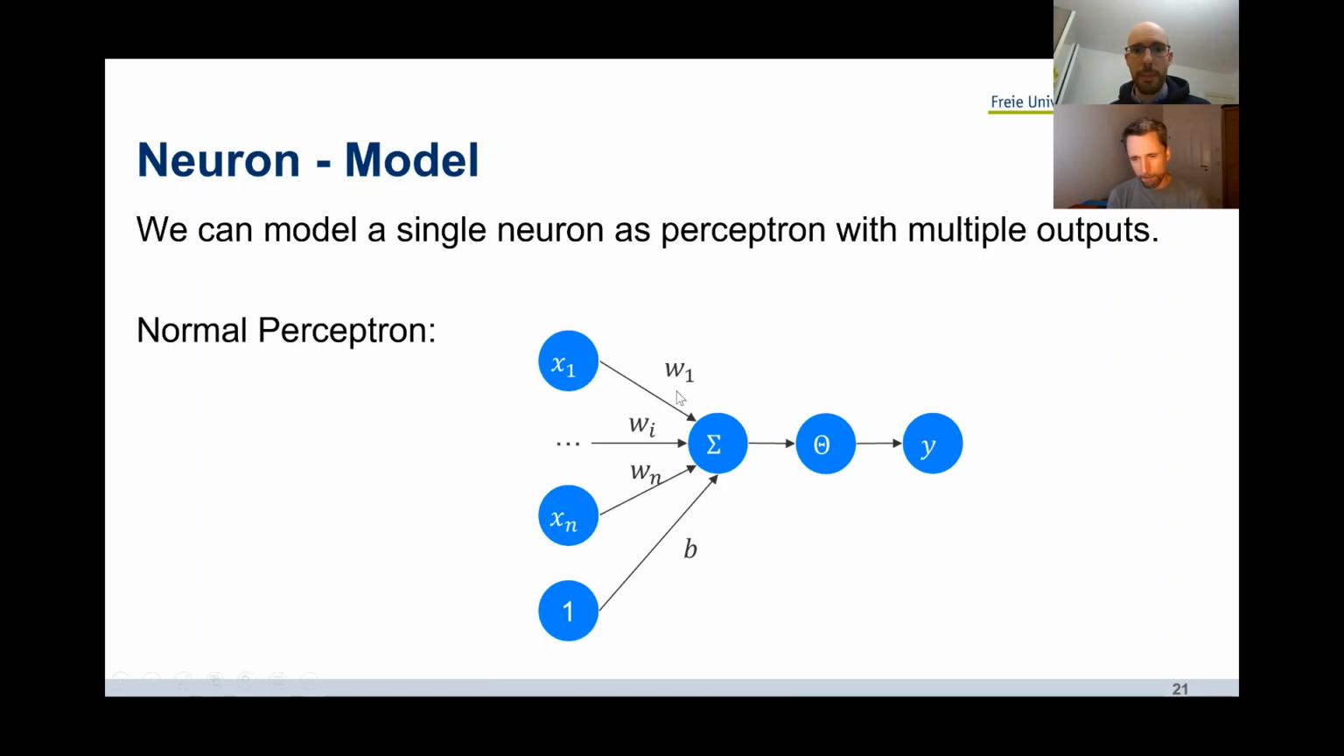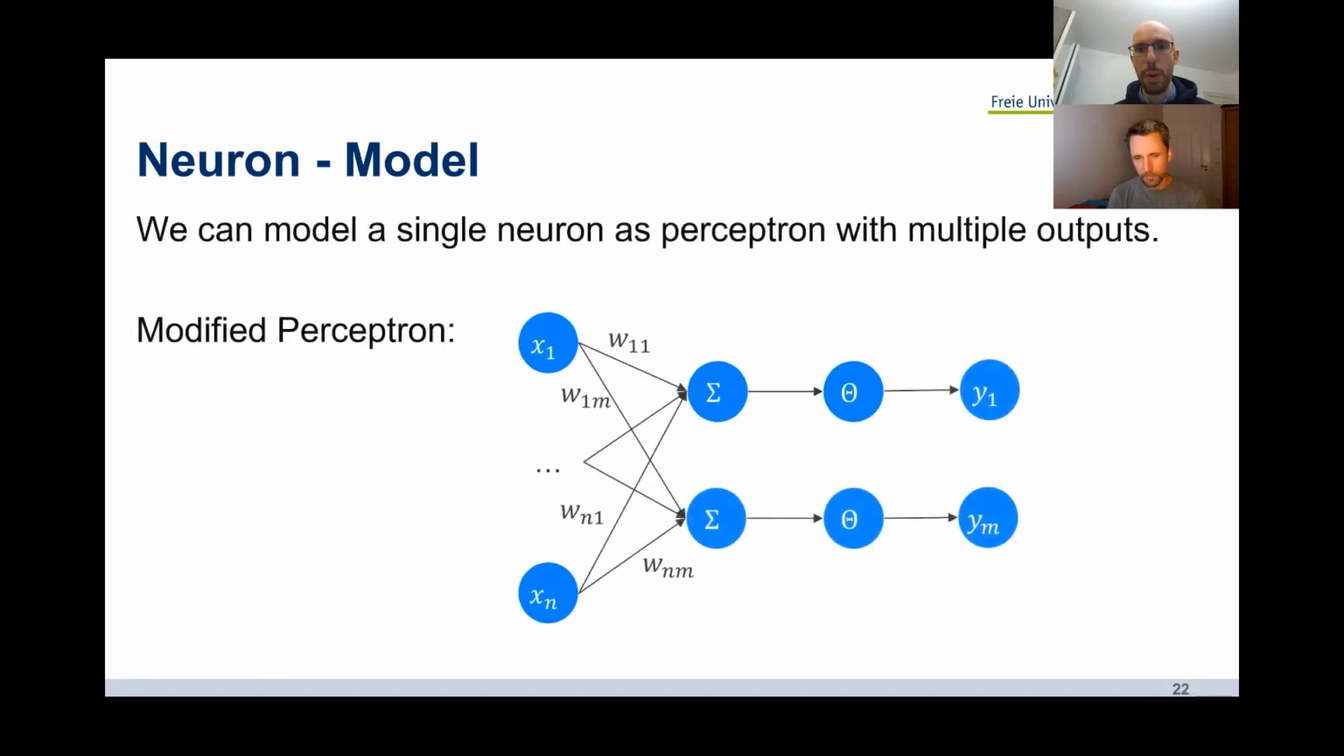So we have our inputs x1 to xn and our bias b. And all of these get summed up and weighted with the respective weights. Then we apply our Heaviside step function on top of that, and we get our output y. And now instead of having a single output in the normal perceptron, we modify the perceptron to have multiple outputs.